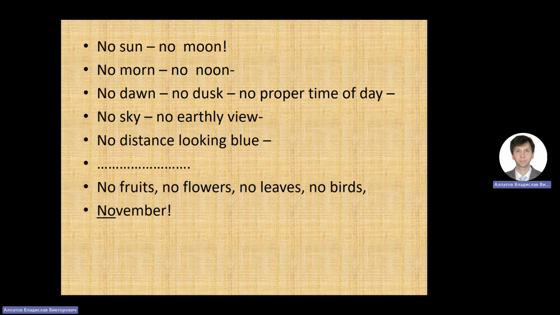This is a famous poem about November. Unfortunately, no time and no place here to read it all, but believe me, the first 4 or 5 lines negate everything which disappears in autumn. "No sun, no moon, no morn, no noon, no dawn, no dusk, no proper time of day, no sky, no earthly view, no distance looking blue." I advise you all to read the whole of it. It's a very nice poem. "No fruits, no flowers, no leaves, no birds, November," right?